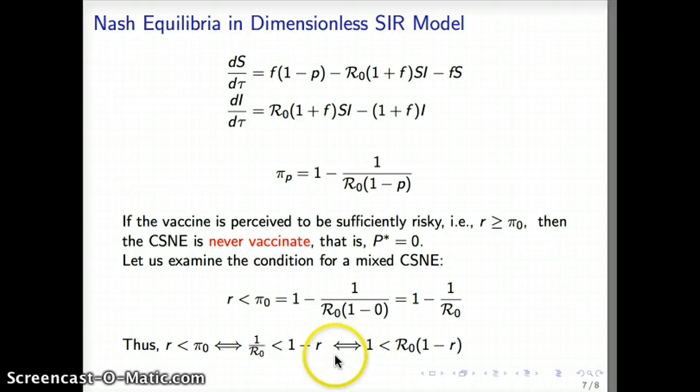What did I do next? I take this denominator, or you can think of multiplying both sides of this inequality by R0, and that gives you this expression. So a condition for the scenario of a mixed Nash equilibrium would be that R0 times the quantity 1 minus r, where r is the relative risk, exceeds 1.